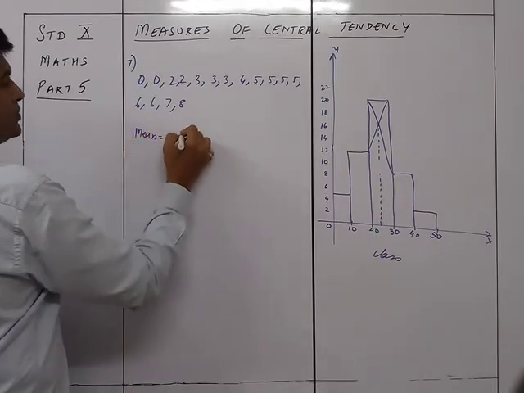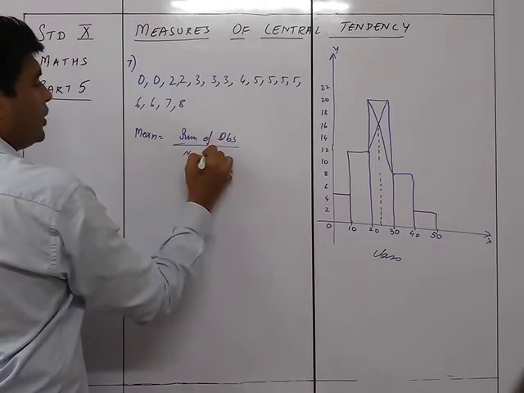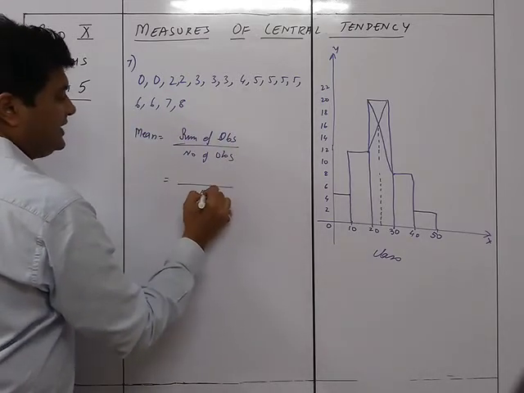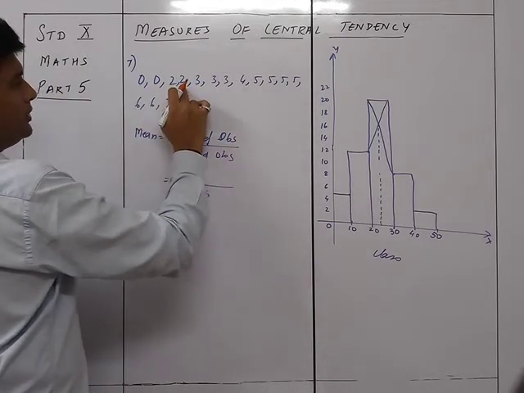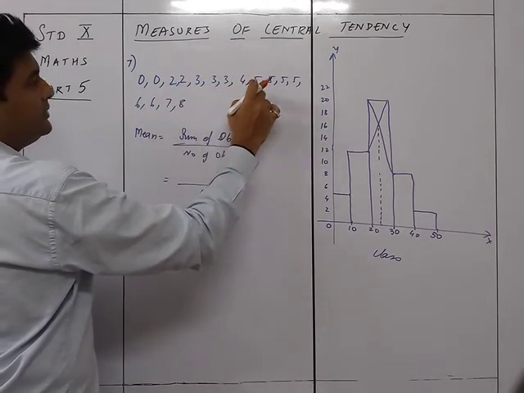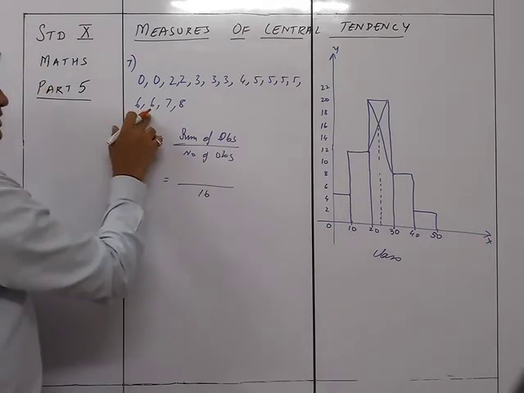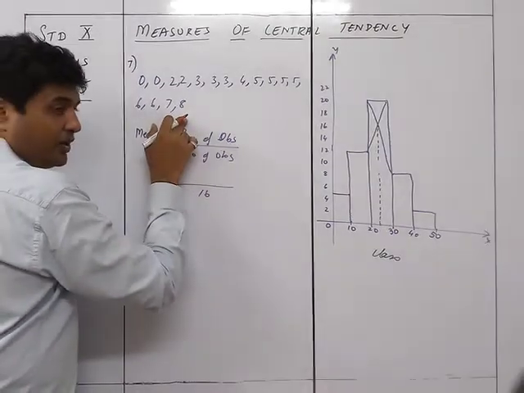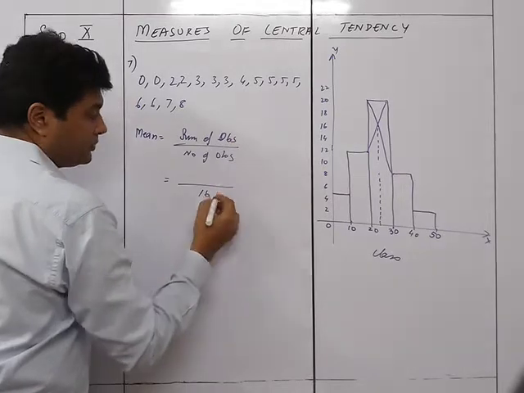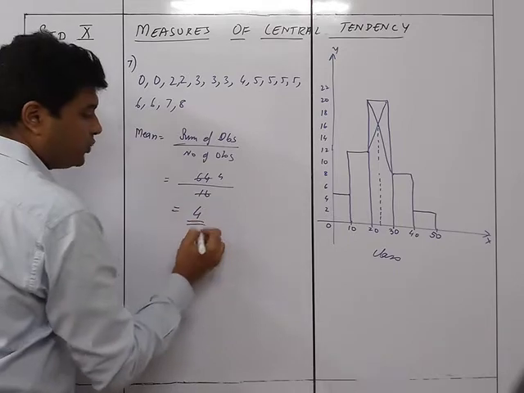Mean will be equal to sum of observations upon number of observations. So that will give you the total of this upon 16. So this is 2, 4, 5, 6, 7, 8, 9, 10, 11, 12, 13, 17 and then 20. It will be 37. 37 plus 12 is 49, 49 plus 15 is 64. So 64 upon 16 is 4. So the mean is 4.